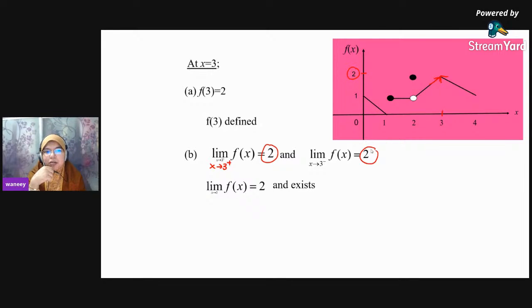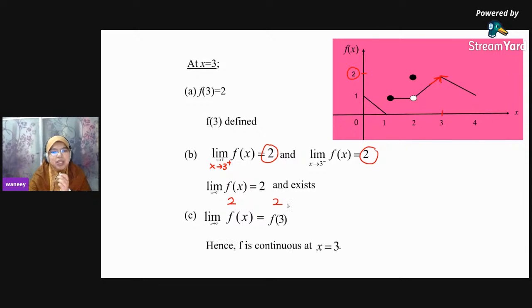So now we need to make a conclusion. Based on the first condition and the second condition, do we have equal value or not? So basically what we can see is that the value for the limit of x approaching 3 for f(x) is 2, and f of 3 is also 2. So that means the limit for x approaching 3 for f(x) is equal to the value of f(3). Therefore, we can say that f is continuous at x equal to 3.